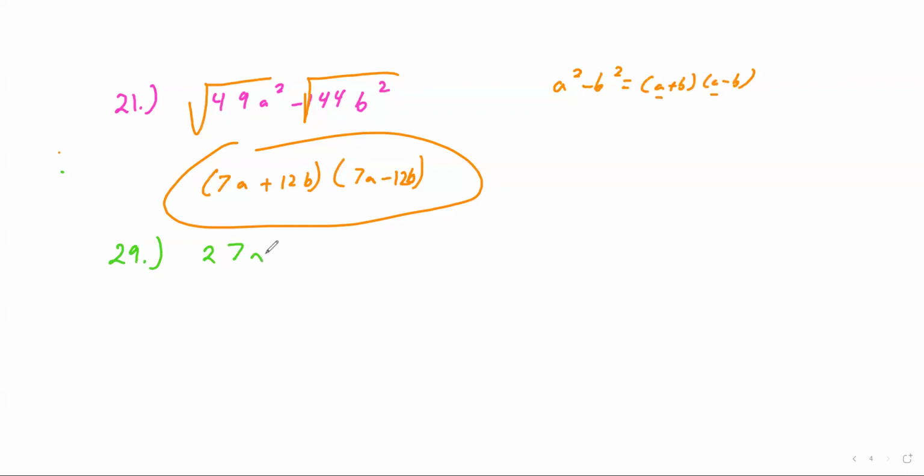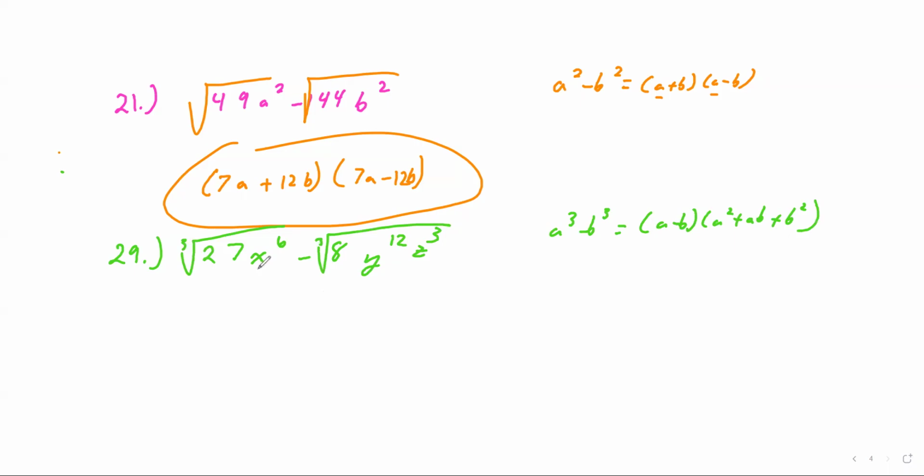29 is 27x to the 6th minus 8y to the 12th z cubed. All right, just looking at this, I can assume because of that 3, it's probably not going to be a square. So let's try to do a cube. Now see, there's a difference. So the difference of cubes, remember, is same sign, opposite sign, always positive. So in this case, I'm going to do the cube root. The cube root of 27 would be one number times itself 3 times. So that would be 3, 3, 3. 3 times 3 is 9, times 3 is 27.